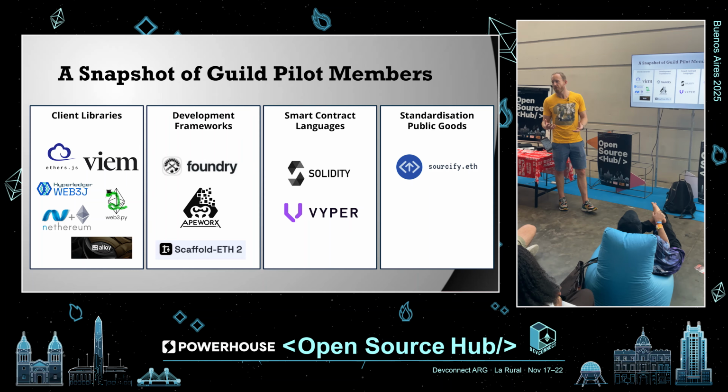And then we also have frameworks as well. The frameworks are where they package up some of these things to make it easier for people to actually develop an app. With that, we have Builder Guild's Scaffold-ETH. We also have Ape Works as well, which is a Python-based platform, and then Foundry, which is used for smart contract development and deployment.